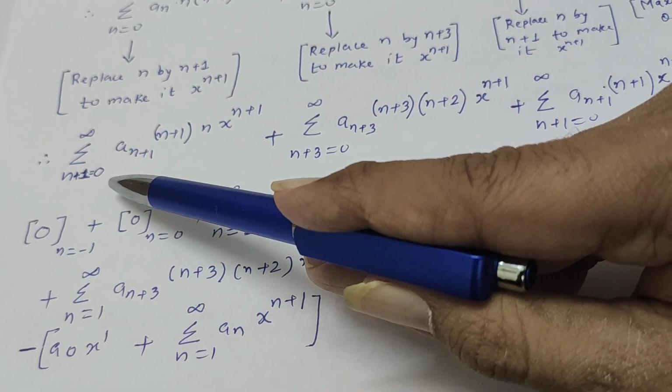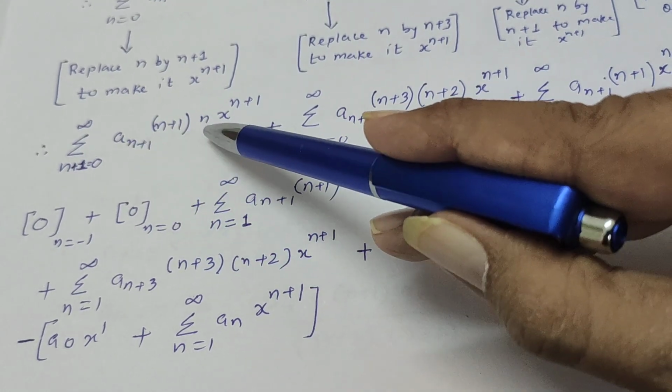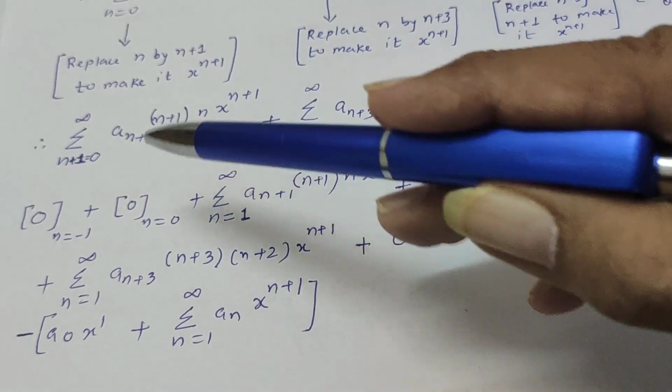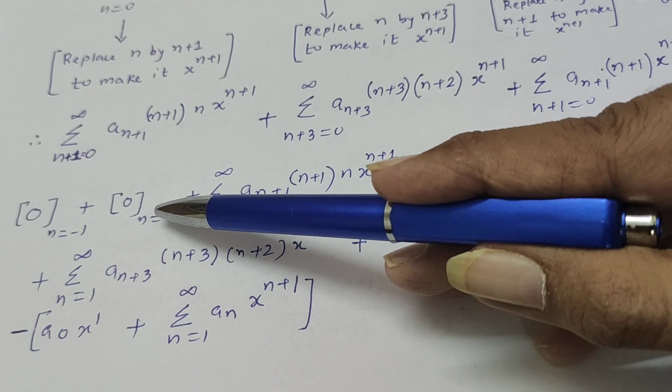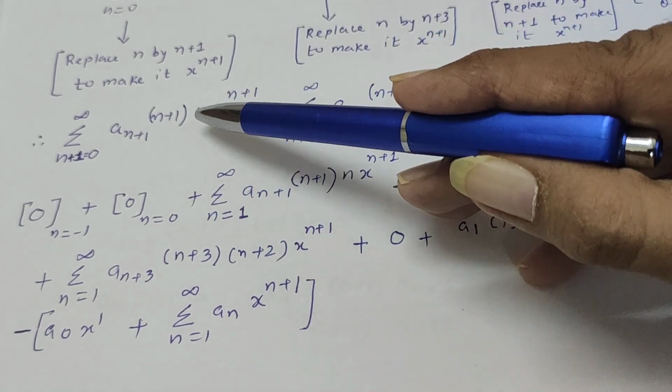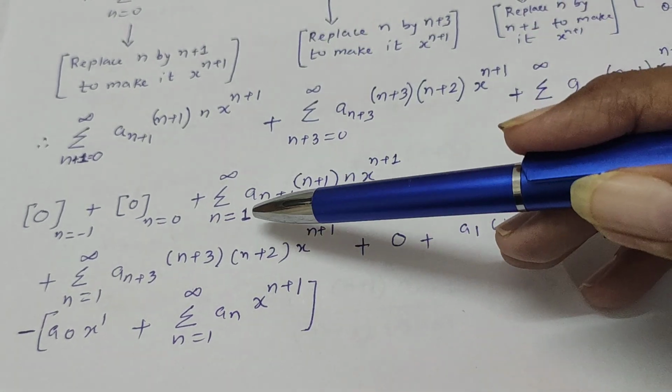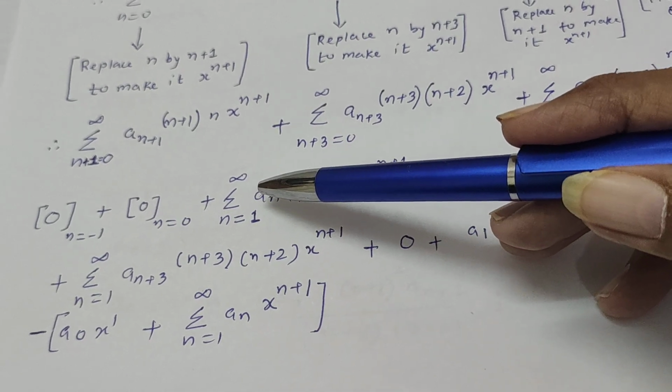Then after, put down the value of n equals to 0. So here n is 0, so the second term will also become 0. And then after, this term will be as it is and start from n equals to 1 to infinite.